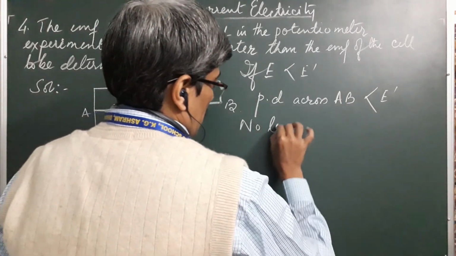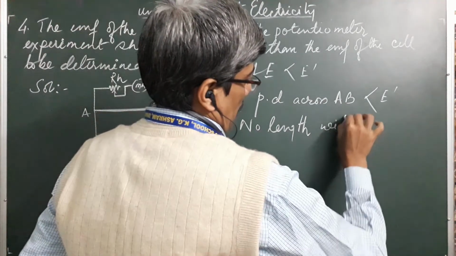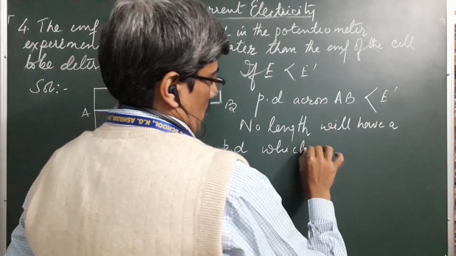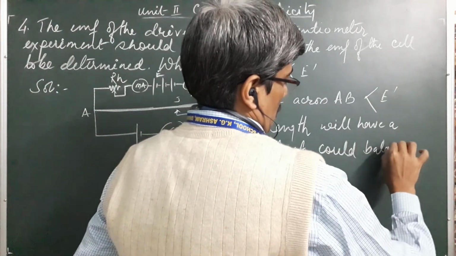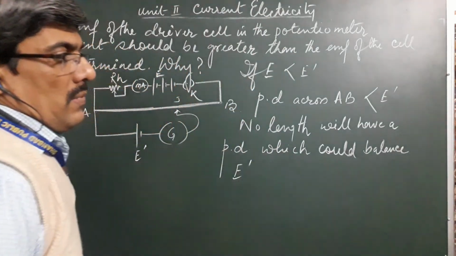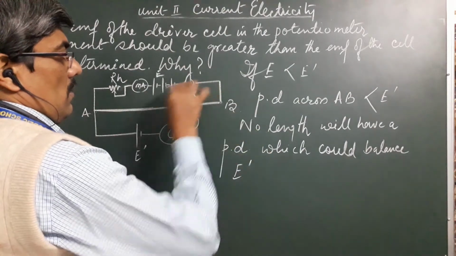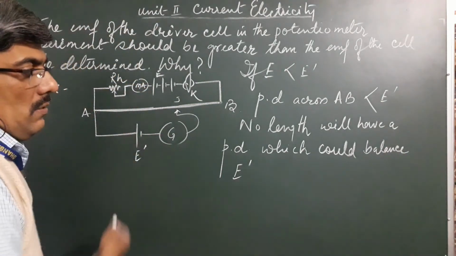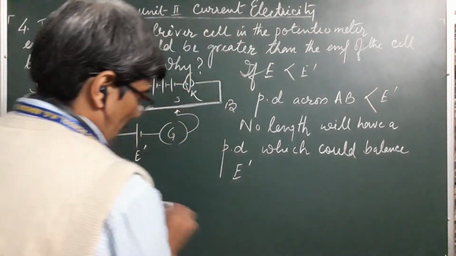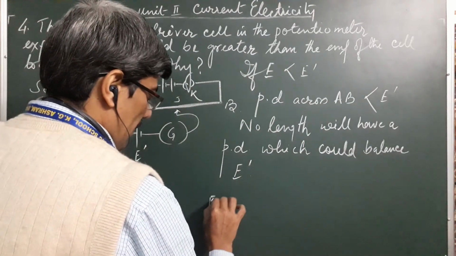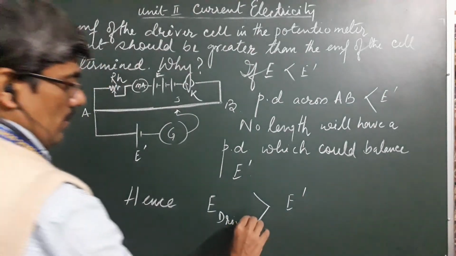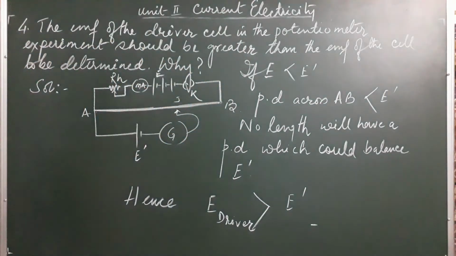That means no length will have a potential drop which could balance E dash. Hence, the entire idea of this experiment will fail. Therefore, you will never get any balance point and you will never be able to find out the value of E dash or the EMF. Hence, this is not advisable. It is always advisable to have the driver always greater than the auxiliary one, that is the E dash. This is why the driver cell should always have an EMF which is greater than the one that you are balancing.